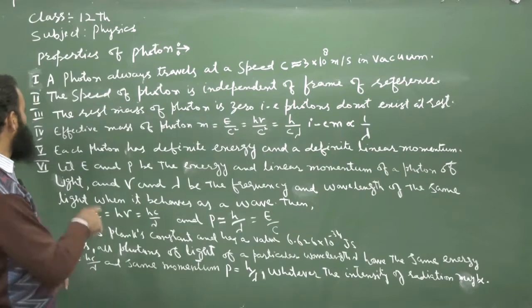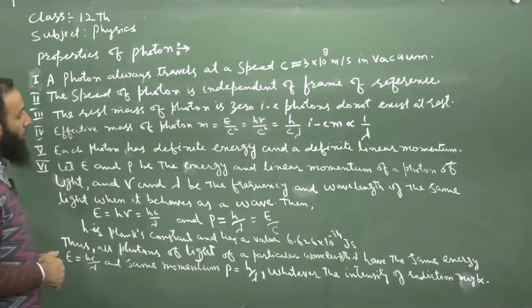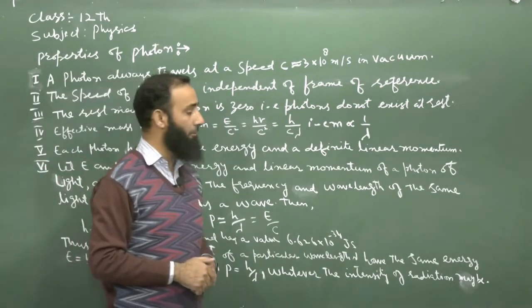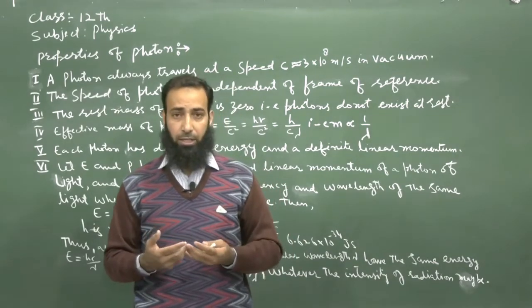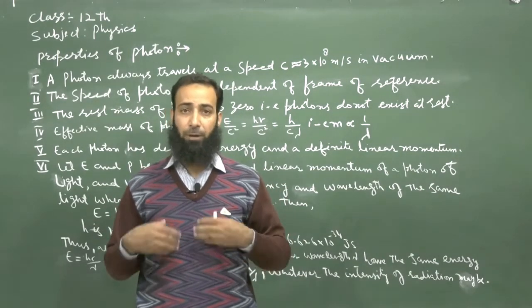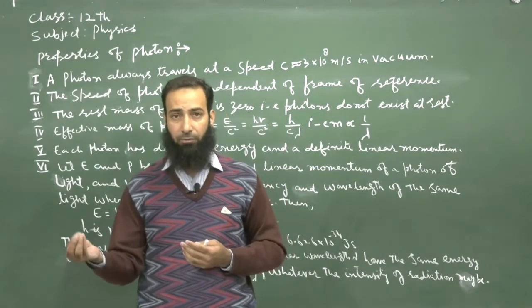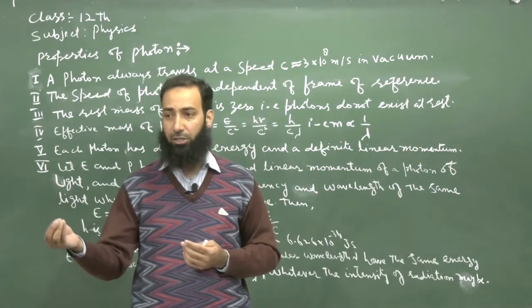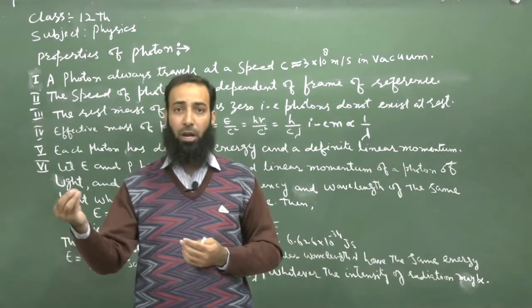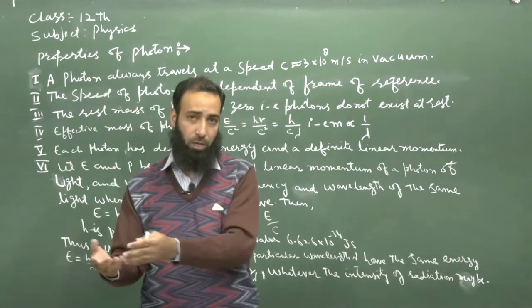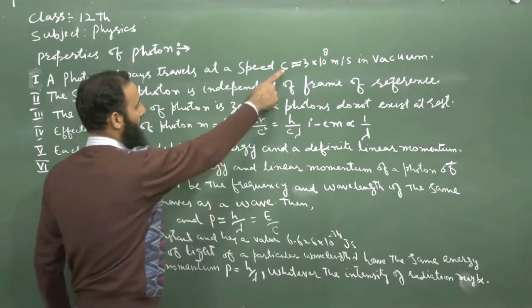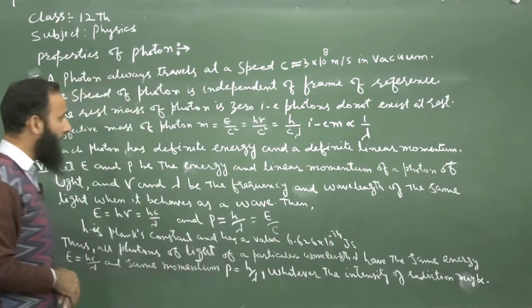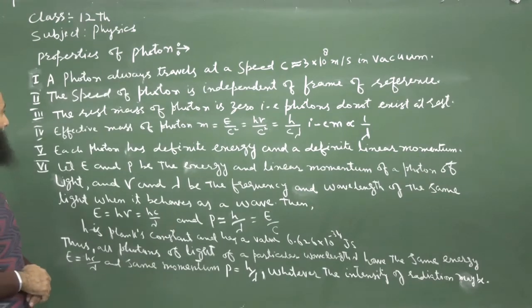Now, property second, the speed of the photon is independent of the frame of reference. If we look at the photon, its speed is independent of the frame of reference, whether the observer is at rest or moving. With respect to both of these observers, the velocity of the photon always comes out to be c. That is, it is independent of frame of reference.